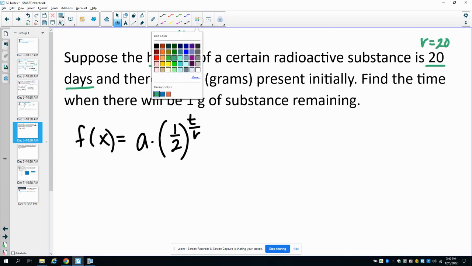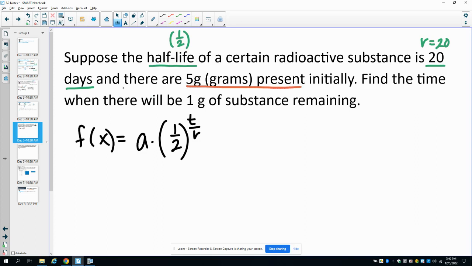And there are 5 grams of the substance present initially. So this is going to be your initial amount, which is 5. Find the time when there will be 1 gram remaining. So let's write this function. And I guess if I have a t variable here, I should really have a t in this function.